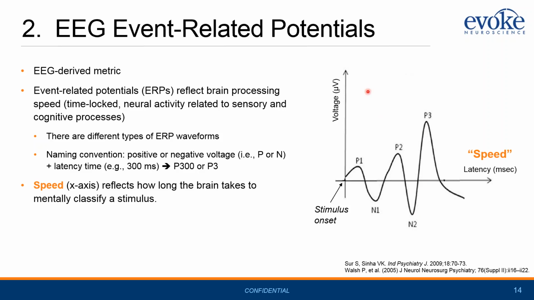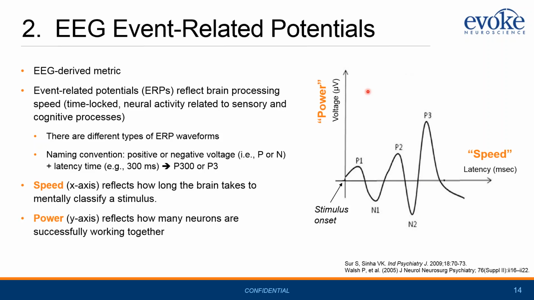So when we're talking about event-related potentials and how our patients are doing, there's two components: speed, which reflects how long the brain is taking to mentally classify a stimulus, and power, which reflects how many neurons are successfully working together to process this stimulus. Now, if you can remember why this naming convention exists, then you'll remember that you care about speed and power. P means positive, so I care about the voltage and the power. And 3 means 300, so I care about the speed and the latency.